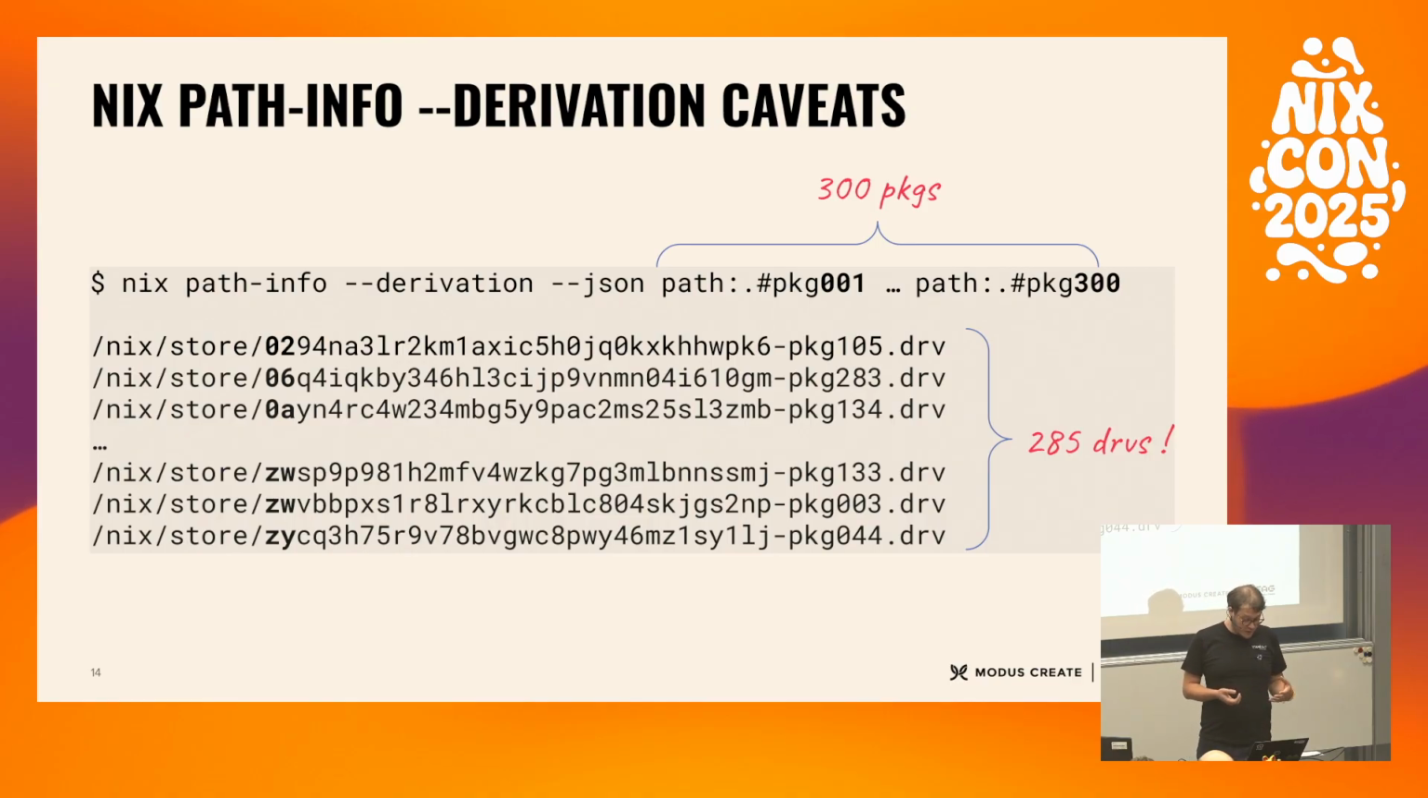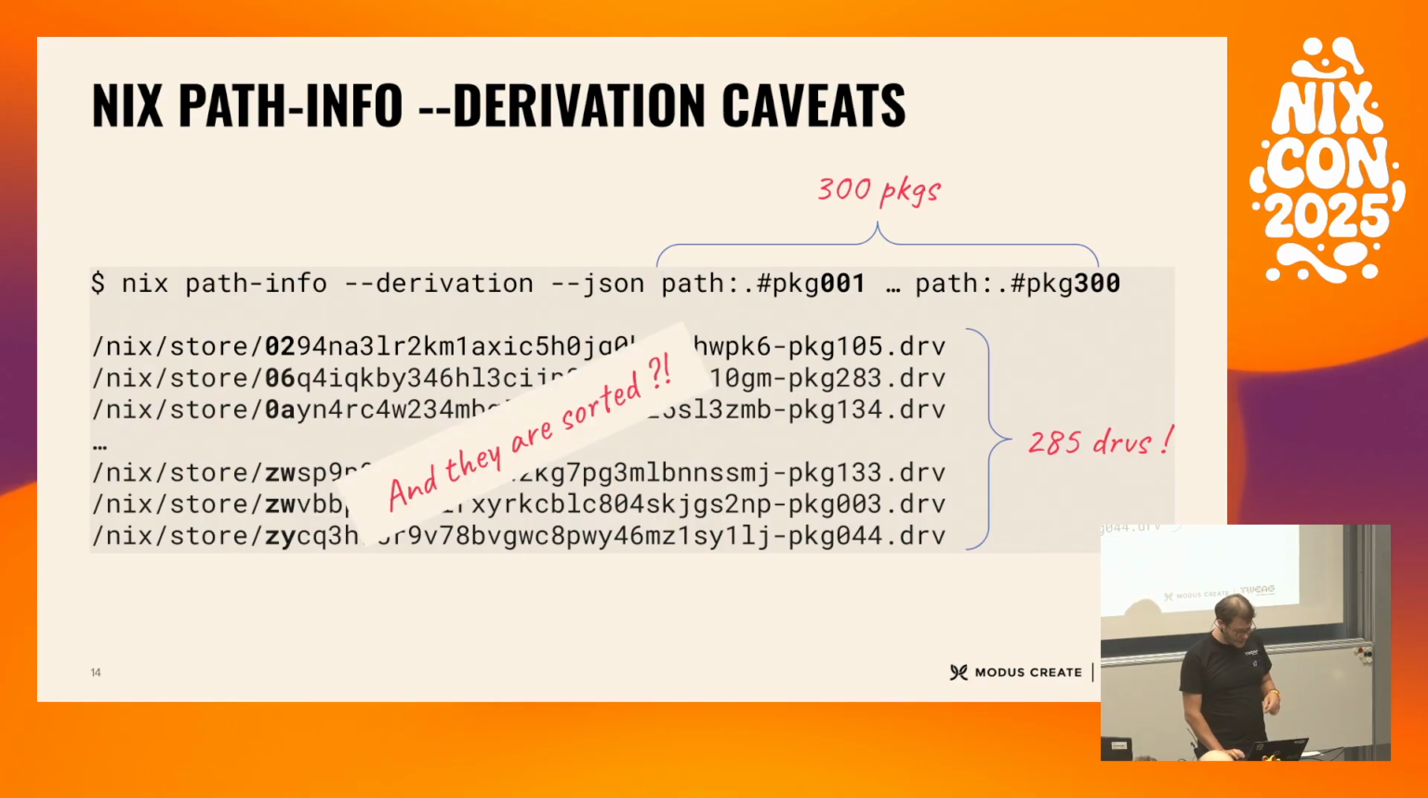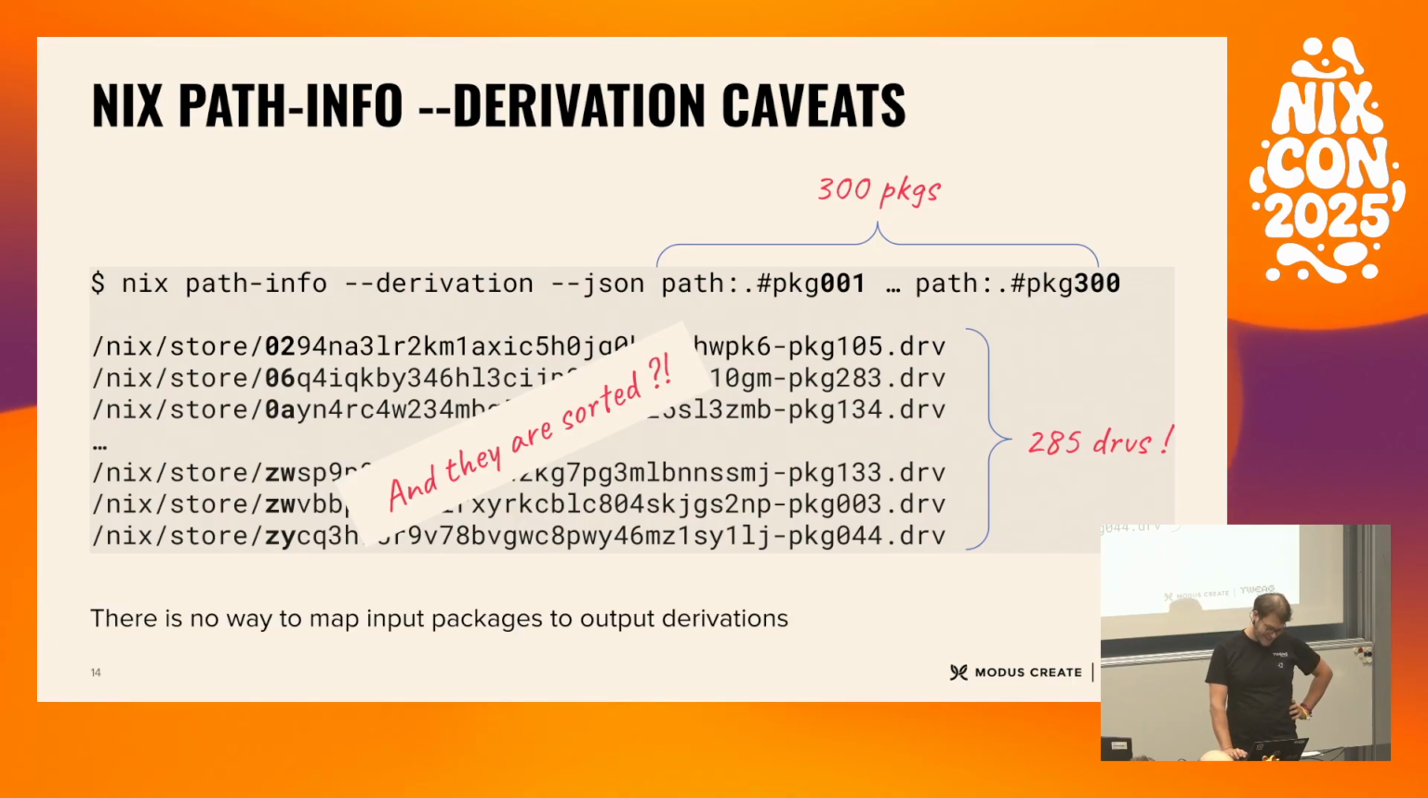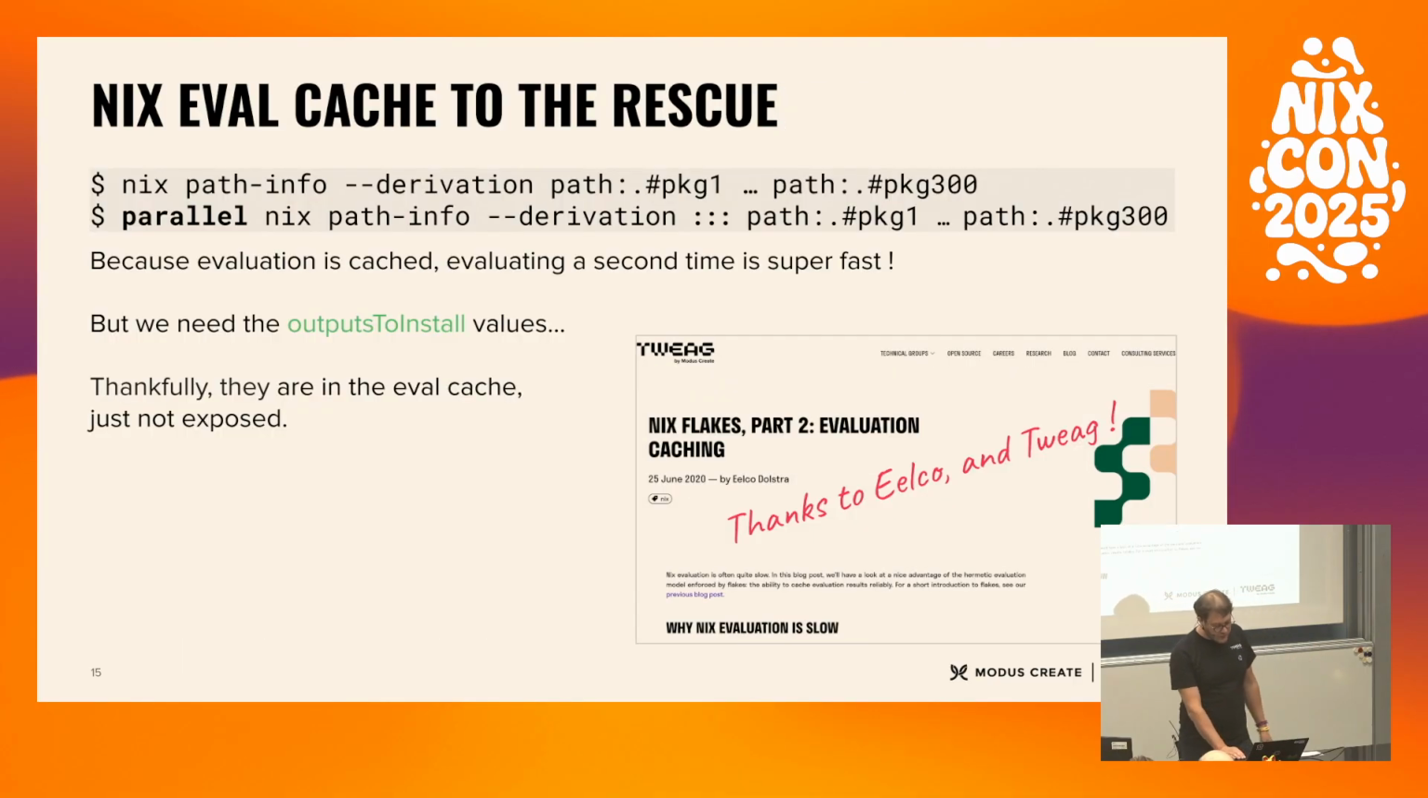But what's really annoying for me is I cannot map, because I don't know which one maps to which one. And it's even worse than that, because they are sorted by the hash of the path. So there is literally no way you're going to map these outputs with the input packages. I didn't find a way around that.